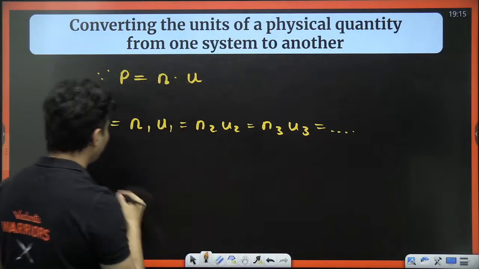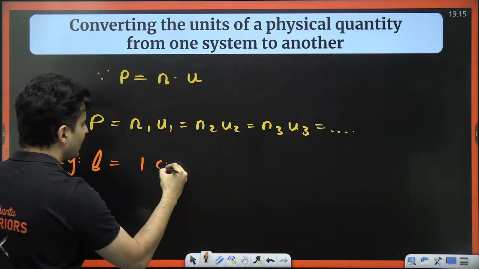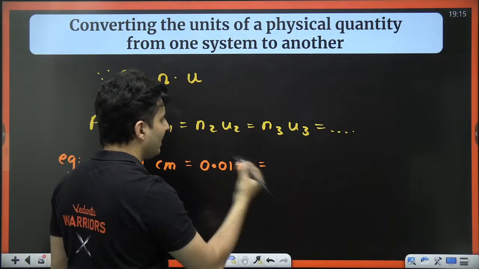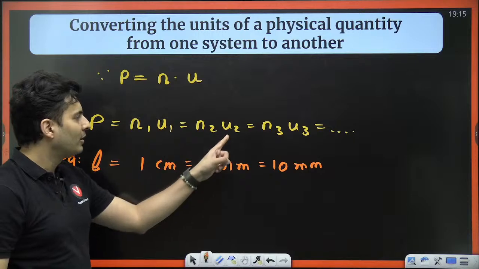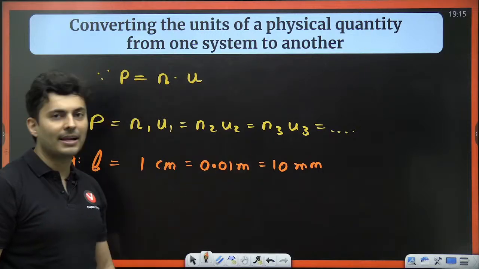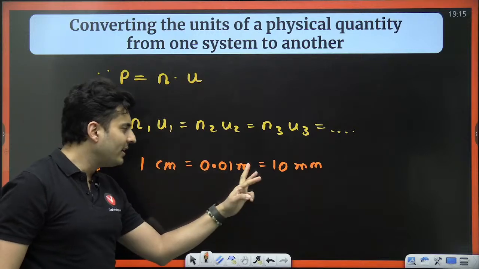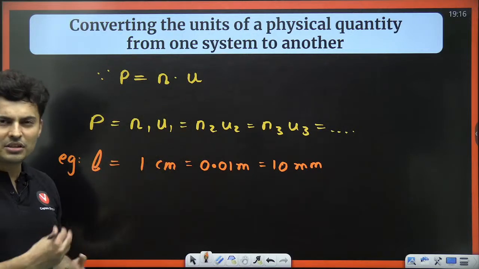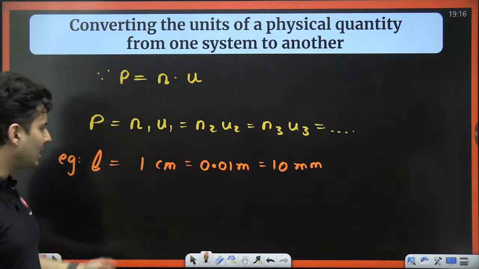Just to give an example, if I say the length is 1 centimeter, it is as good as saying it is 0.01 meter, which is as good as saying it is 10 millimeters. Notice u1 is centimeter, u2 is meter, u3 is millimeter. n1 has changed, n2 has changed, n3 has changed. So the product will remain the same. 1 centimeter is the same as 0.01 of a meter which is the same as 10 millimeters. That is the logic which is generally used for converting, but there are many easier ways also to convert, which I will be showing you now.